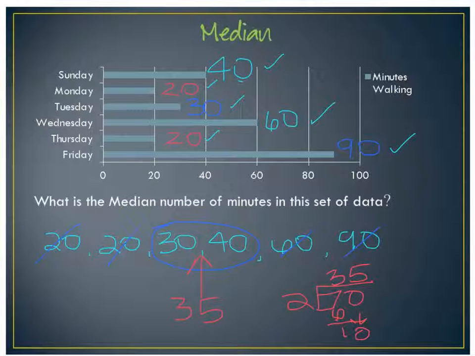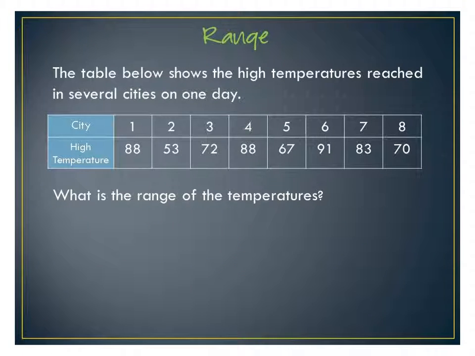Now we're going to look at another problem. This problem asks us to look at the range. The table below shows the high temperatures reached in several cities on one day. If we look at the table, we can see there are 8 cities and that it has the high temperatures of those cities listed below. The question asks us, what is the range of the temperatures? Range is asking us to look at the spread of the data. So they want to know what is the difference between the highest and the lowest temperature.